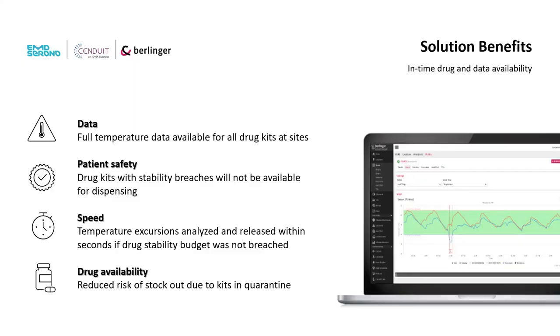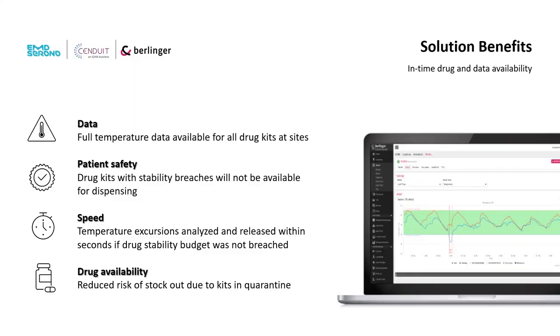That increases obviously patient safety. We know that kits that have exceeded the stability budget will automatically be put into quarantine status and are not available for dispensing. As we discussed just in the example before, the temperature excursions that do not result in a stability budget breach get automatically approved by the system.